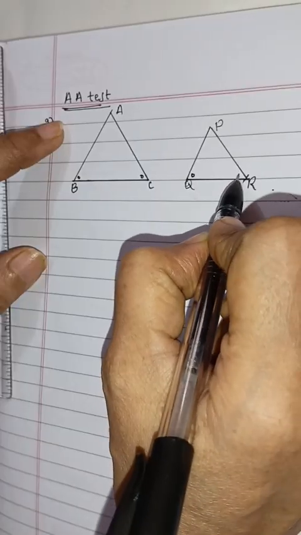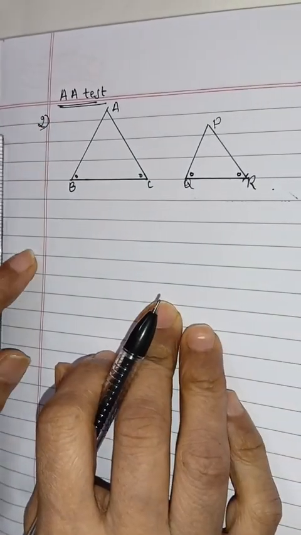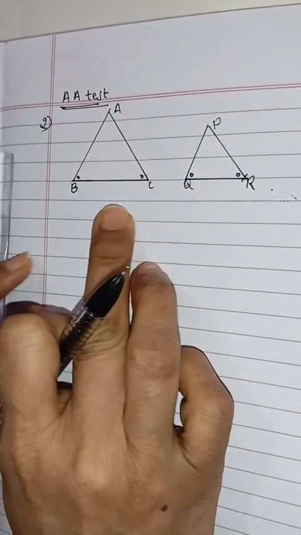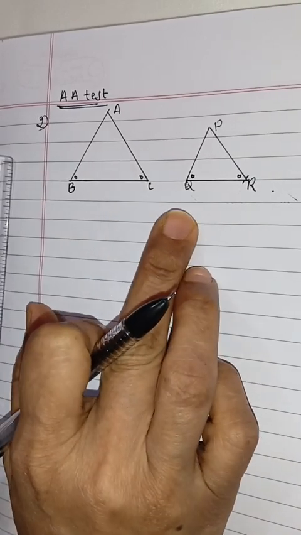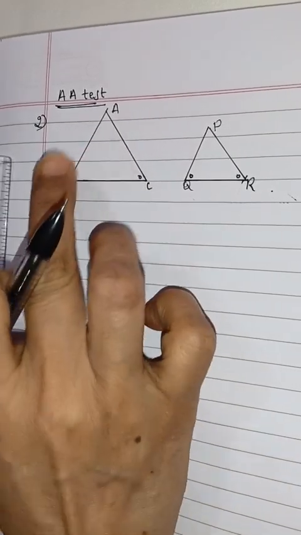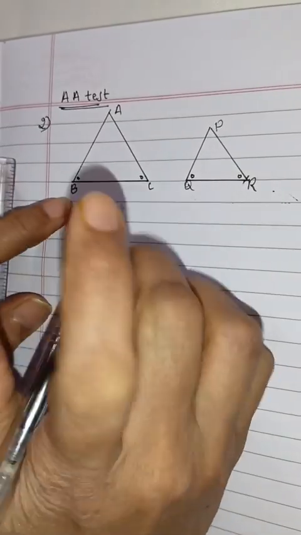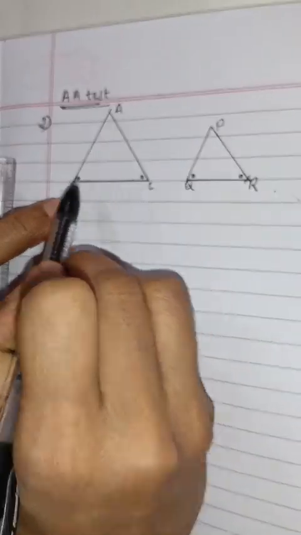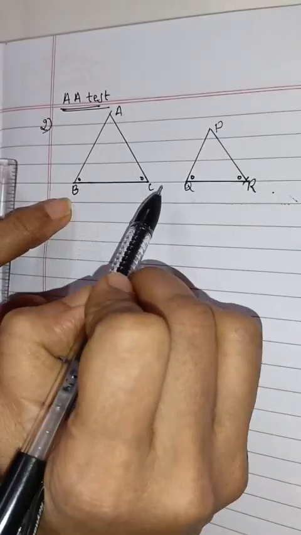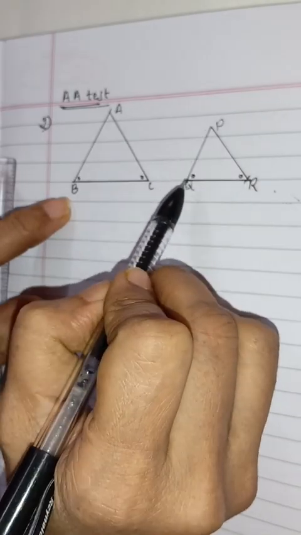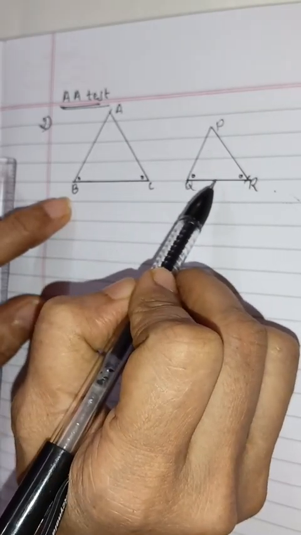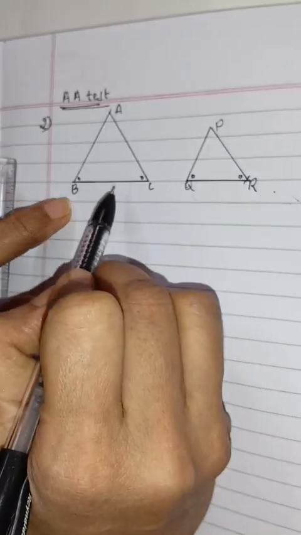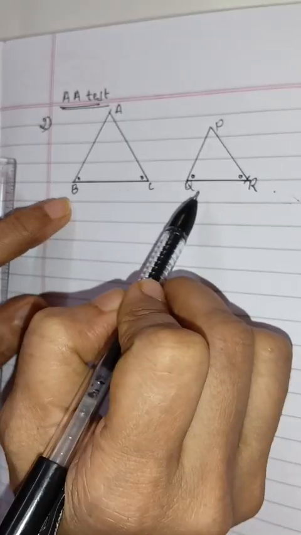This angle is congruent with this angle. Okay, a test for a given one-to-one correspondence between the vertices of two triangles: if two angles of one triangle are congruent with the corresponding two angles of the other triangle, then these two triangles are similar triangles.